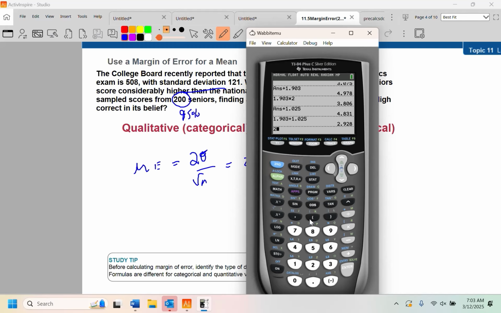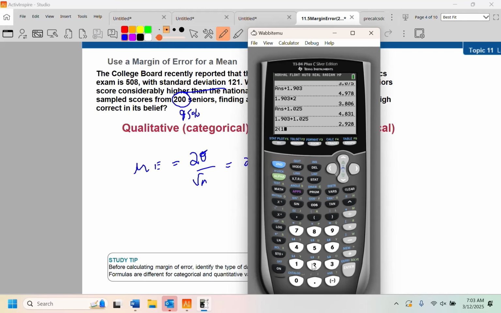All right, so we have 2 times 121. That's 242. We're going to divide it by the square root of 200, and we get about 17.11.